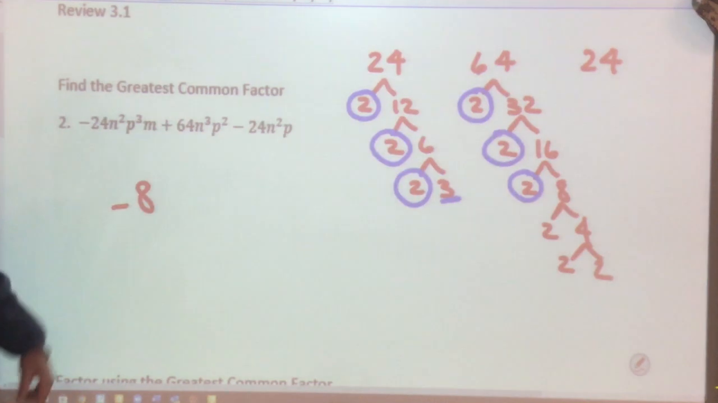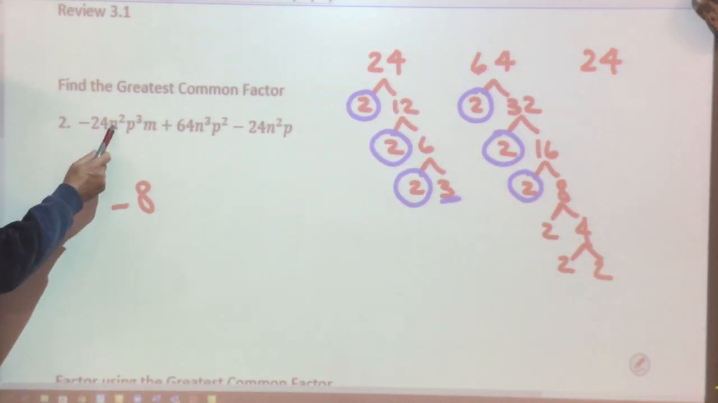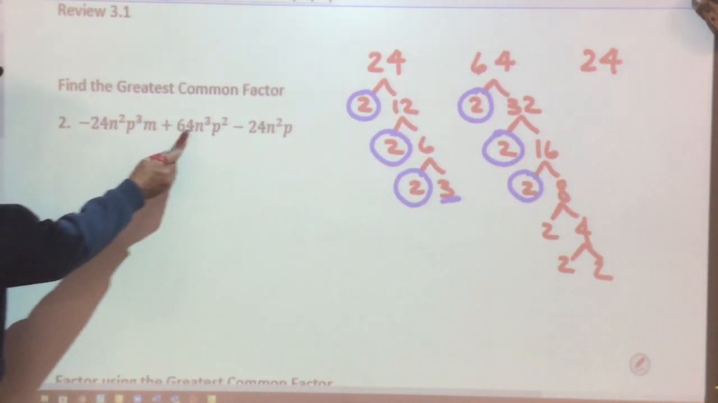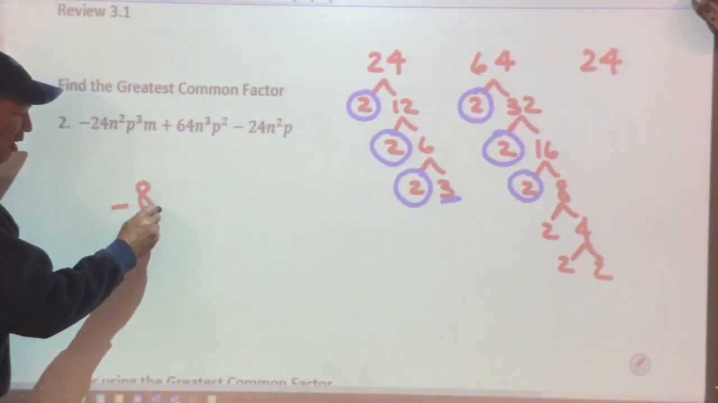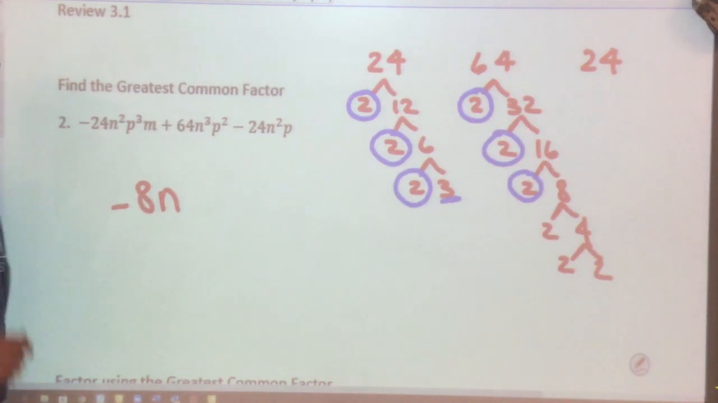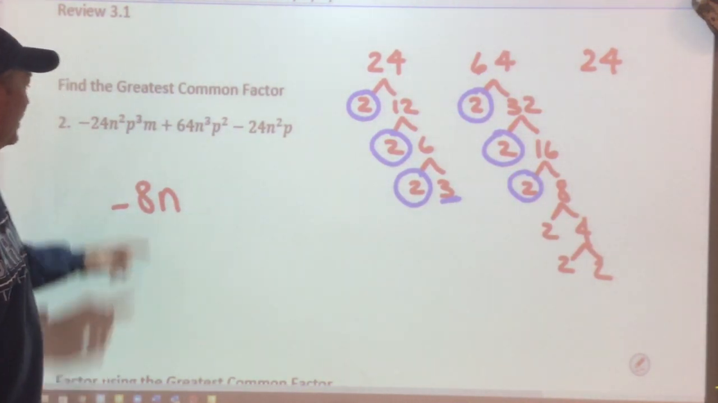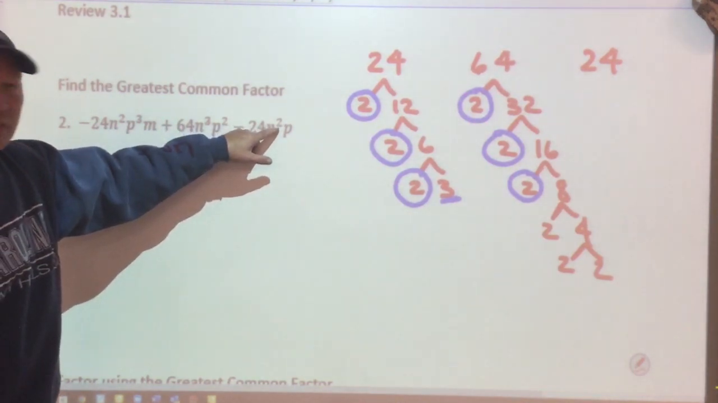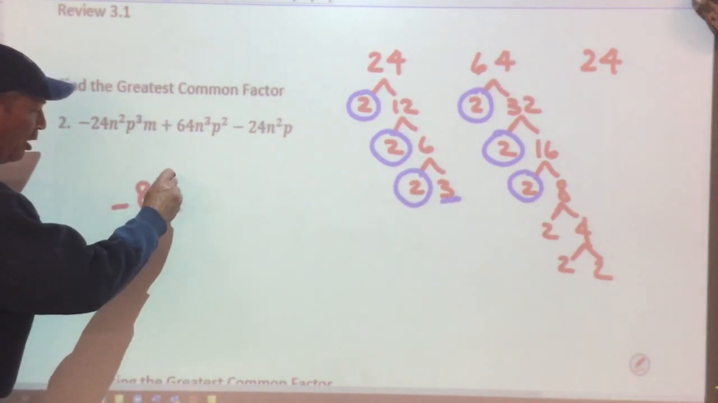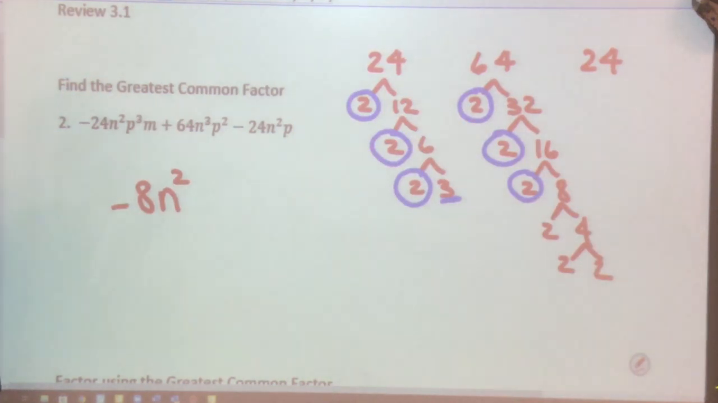Now we look at the variables. We look at the letter N. This term has an N, this term has an N, this term has an N. They all three have an N. We want the smallest exponent: N to the second, N to the third, N to the second. We want the smallest exponent of those.